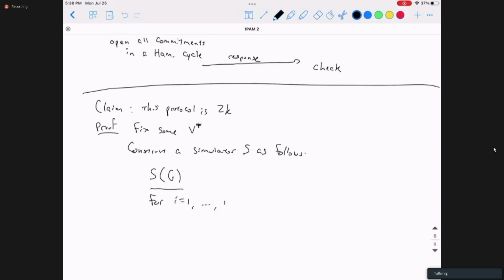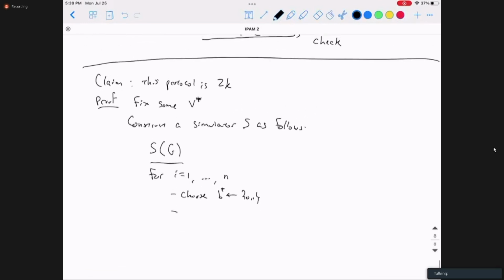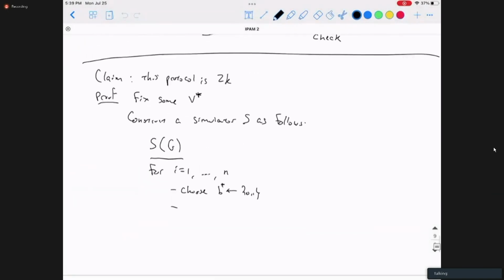For i equals 1 to n, we're going to choose a uniform b, let me call it b star. So let me just say what I'm going to do here. I'm going to have the simulator repeatedly try the following strategy. It's going to basically do what I said earlier. It's going to choose a random bit b star, and then it's going to proceed. Basically, it's going to make a guess that the verifier's next response is going to be b star.